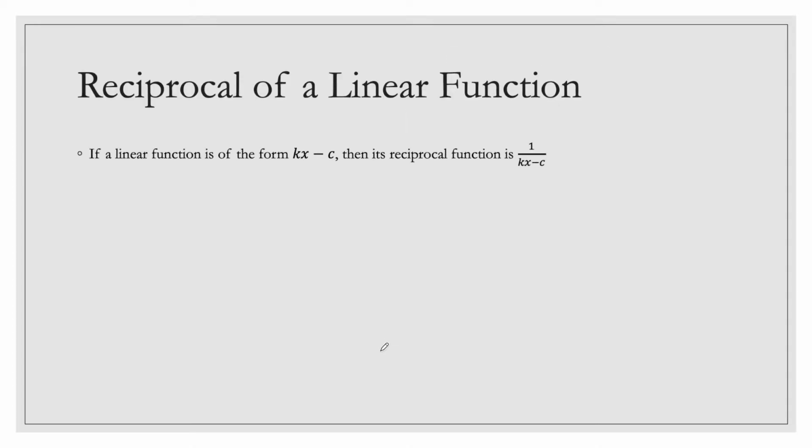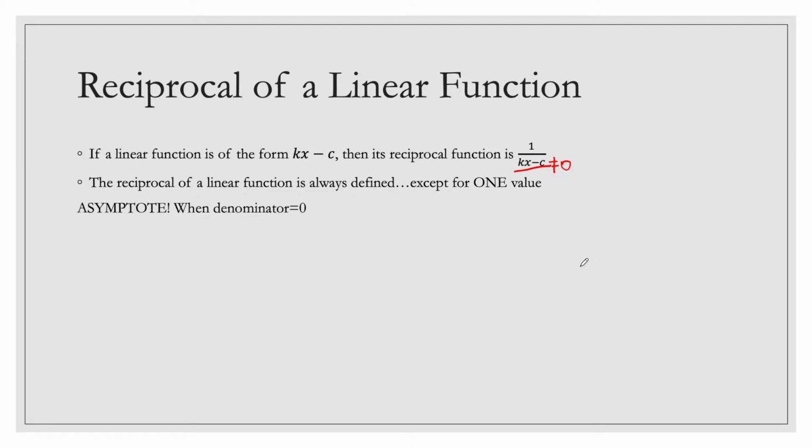If we have a linear function of the form kx minus c, then the reciprocal function is 1 over kx minus c. We're simply putting the linear function in the denominator. That's all we're doing here. The reciprocal of this linear function will be defined for all values, but there is one exception. And I hope you remember this from before. We cannot have a denominator that is equal to 0, which means that this denominator right here cannot equal 0. This is also known as an asymptote. I hope you remember that from grade 11.